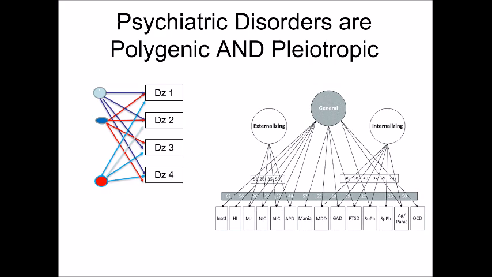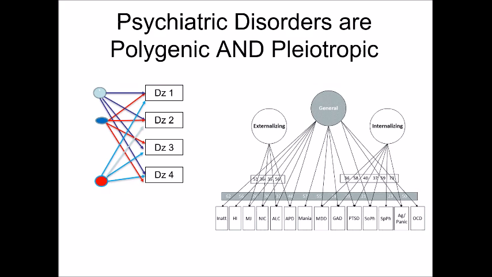So on the left, this is a schematic. You see each of the 3 genes contributes to different disorders, and each of the disorders, so the genes are pleiotropic, and each of the disorders gets input from many genes, and thus the condition is polygenic.